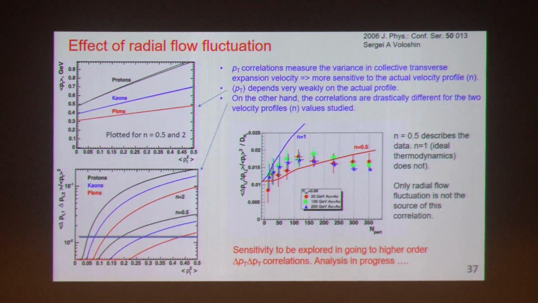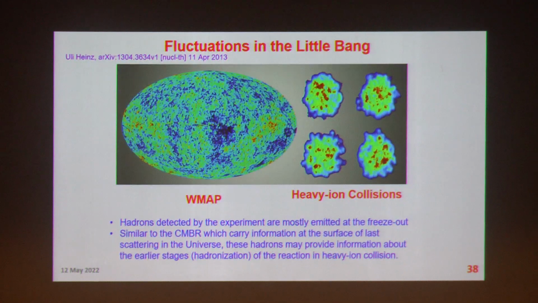Let me skip. Sergei Voloshin contributed recently, talking about the flow fluctuation, radial flow fluctuation, which we normally ignored. How we can calculate and get it. So this is what we are planning to do.